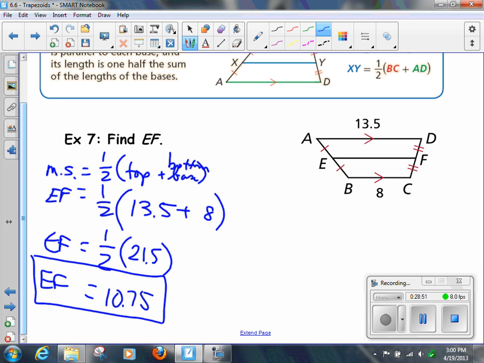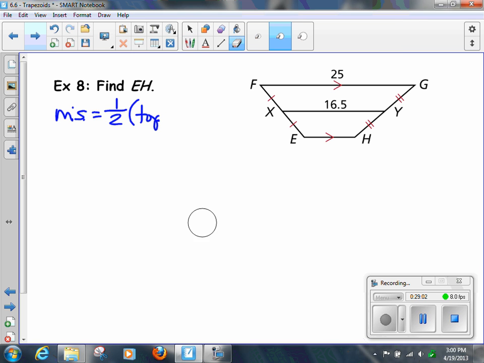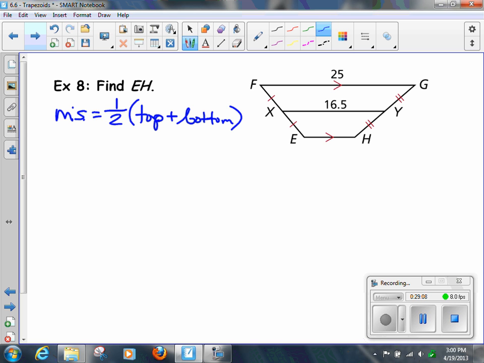Look at the next one then. Now this one's different. I've got my mid-segment equal to 1/2 the top plus the bottom. Well, what's the mid-segment this time? 16.5. 1/2 of, what's the top? Look, by the picture, it's 25. It could be x. If I put x here, then I'll put 25 last. If I put 25 here, then I'm going to put x last, right? Times 2. Do you know why you can do that?